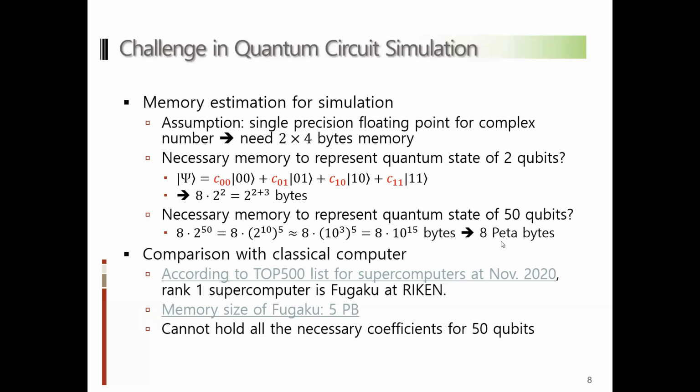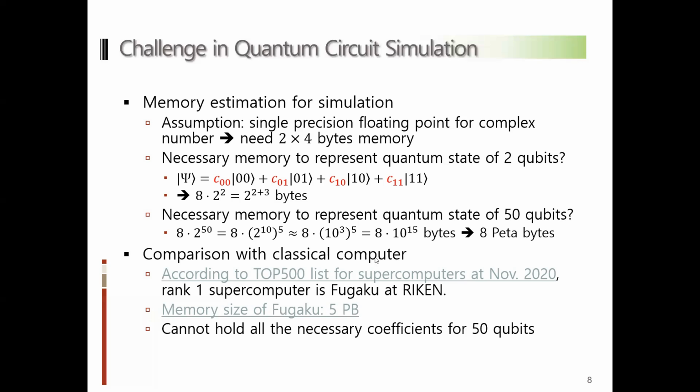So the required memory size increases exponentially as we increase the number of qubits. So this is not scalable with the classical computer. That's why we need to consider some other strategy, and you can see why it is so challenging to simulate the quantum circuit using the classical computer.